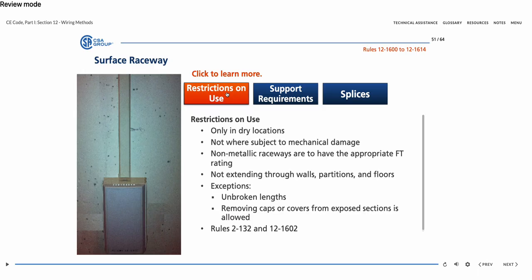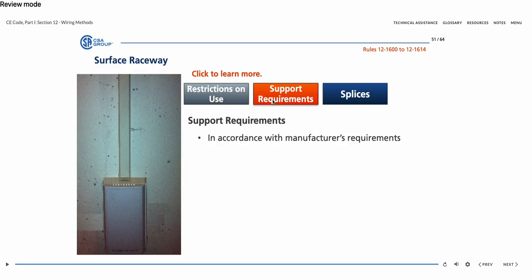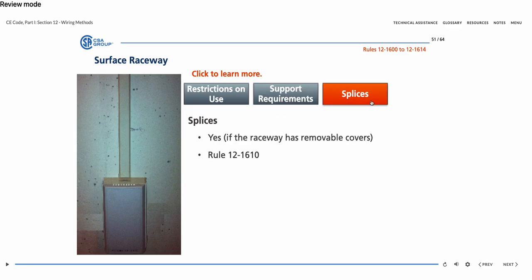Surface raceways can only be used in dry locations where they are not subject to mechanical damage. They must have the appropriate FT rating and cannot be extended through walls, partitions, and floors. Surface raceways are to be supported in accordance with the manufacturer's requirements. Splices are allowed if the raceway has removable covers.